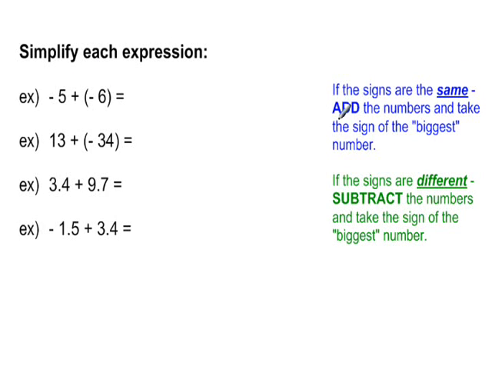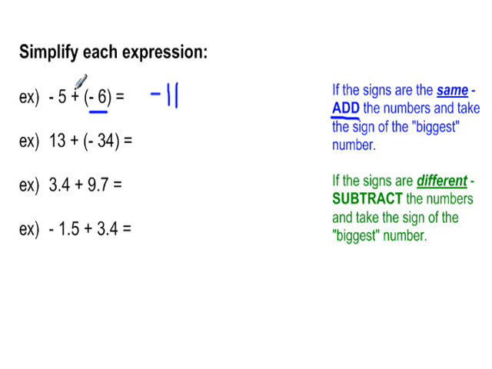The signs are the same, so that tells me that we are going to be adding them together. So 5 plus 6, that gives me 11. Now the kindergartner would tell us that 6 is bigger, 6 is negative here. My answer is also going to be negative. Alright, let's take a look at this next one.